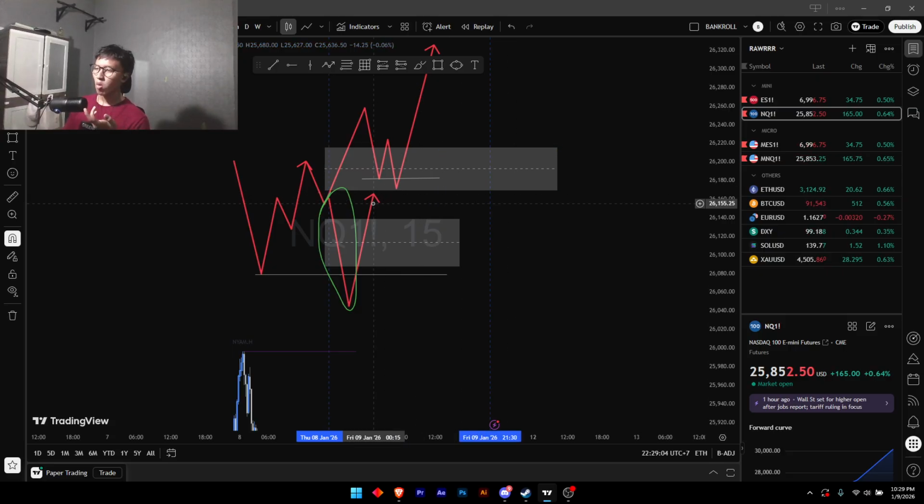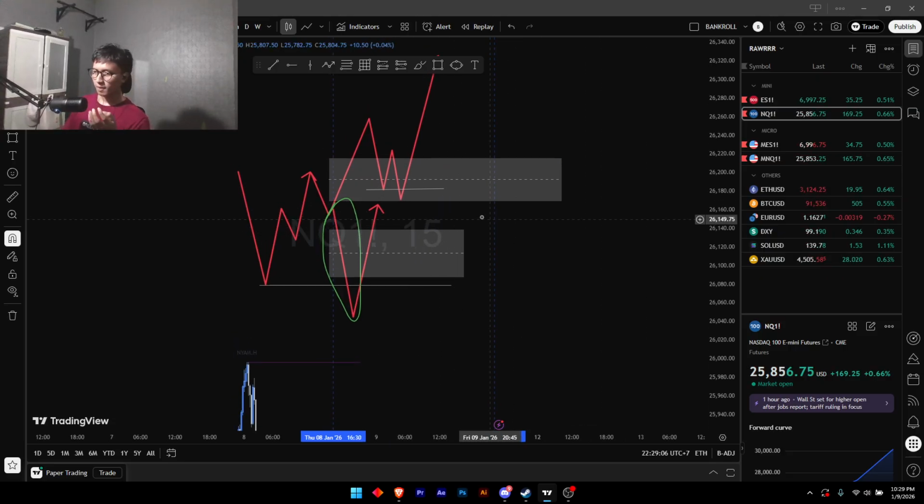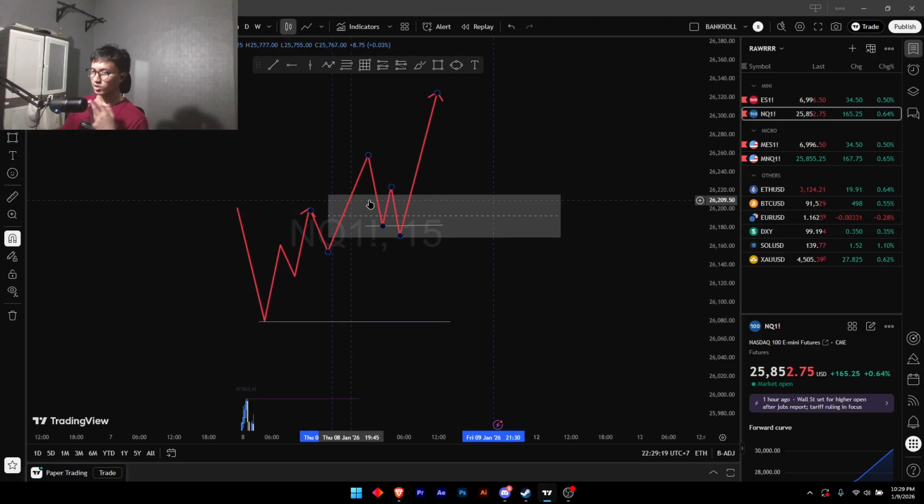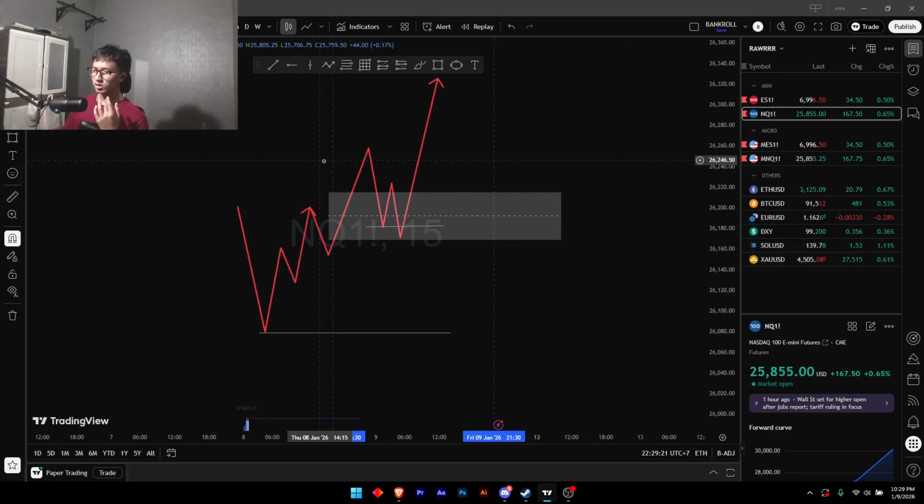And then after that, look for inverse in that gap, and then if already inverse, just enter off that. But in this case, what is happening here basically, as you all see here, we're back to fair value gap example, right?